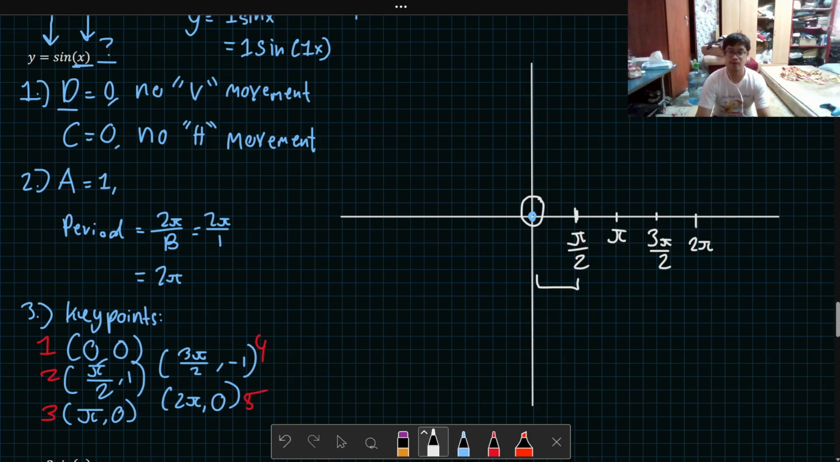Pi all over 2 minus 0, just pi all over 2. We have pi and pi all over 2. Get the difference between the two: pi minus pi all over 2.